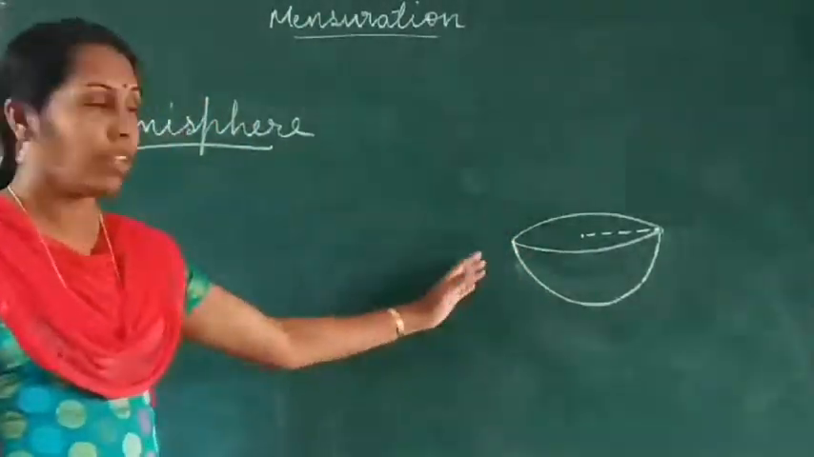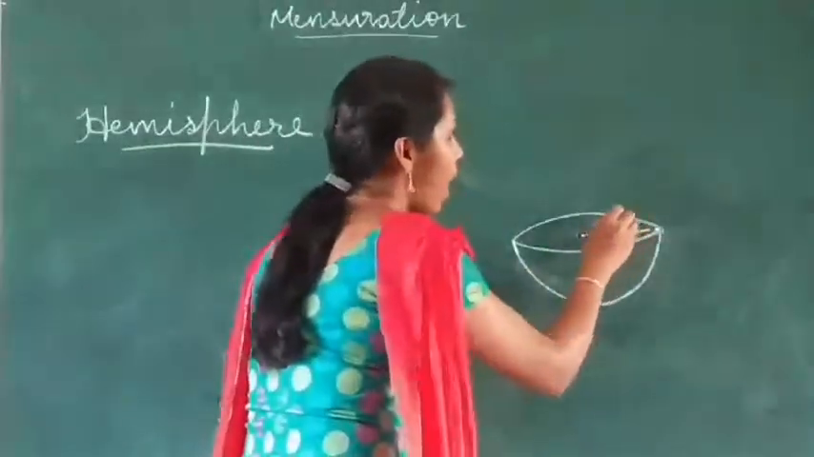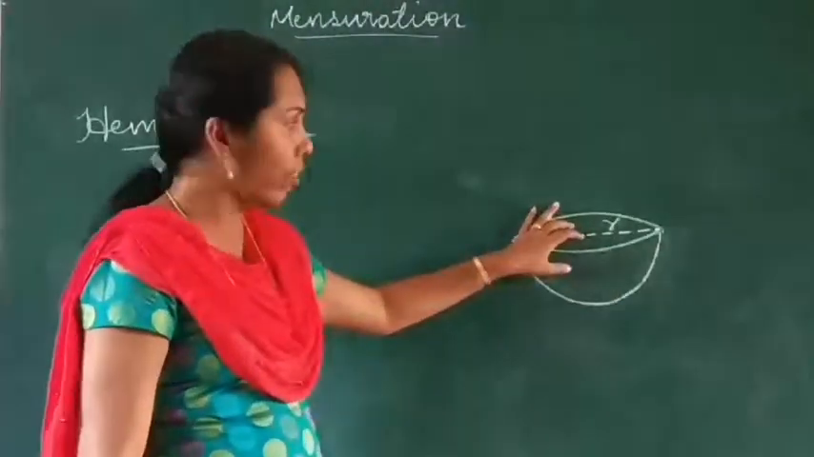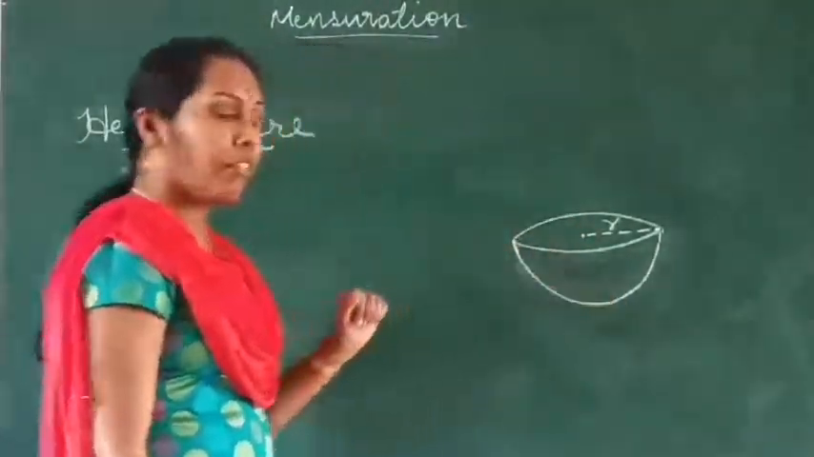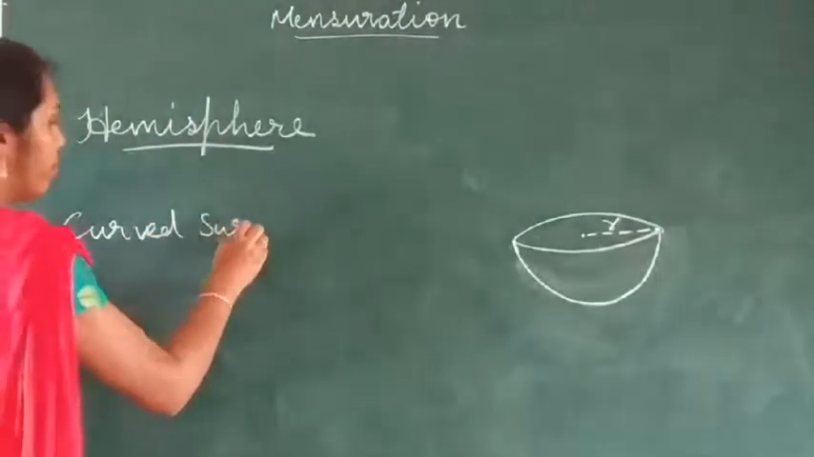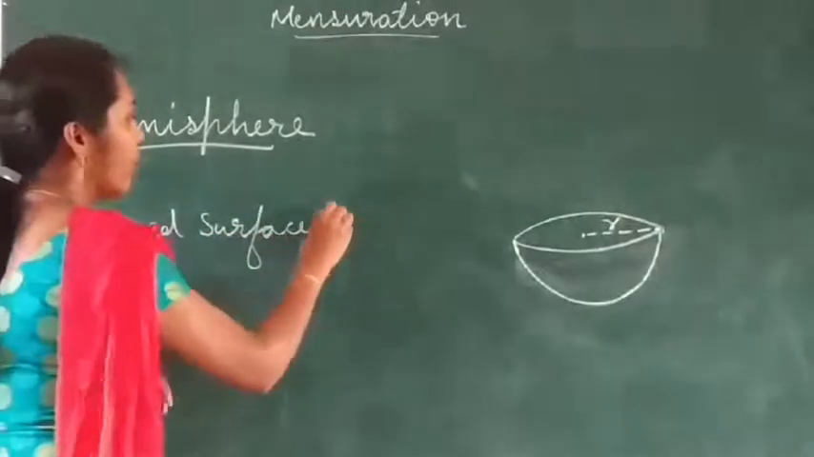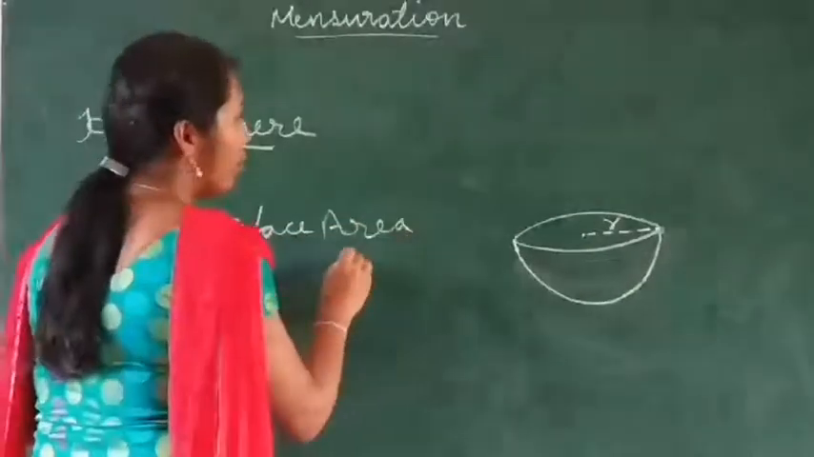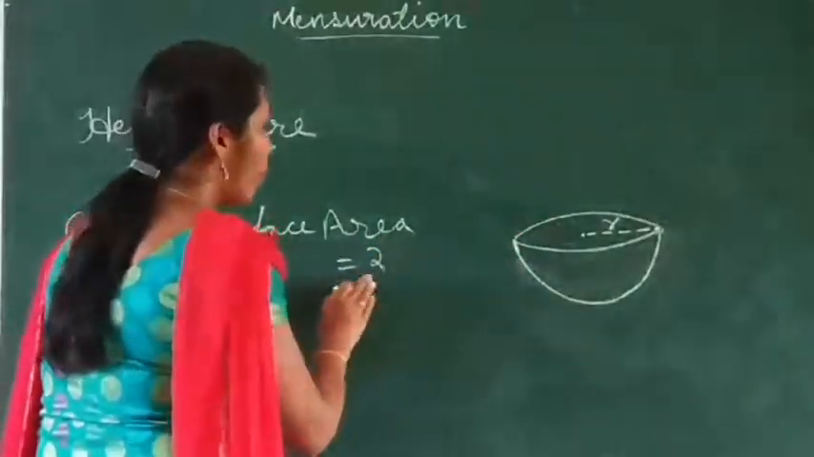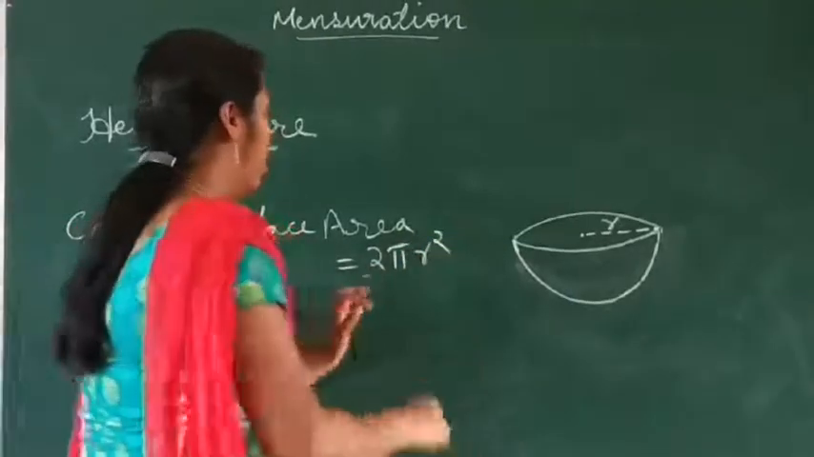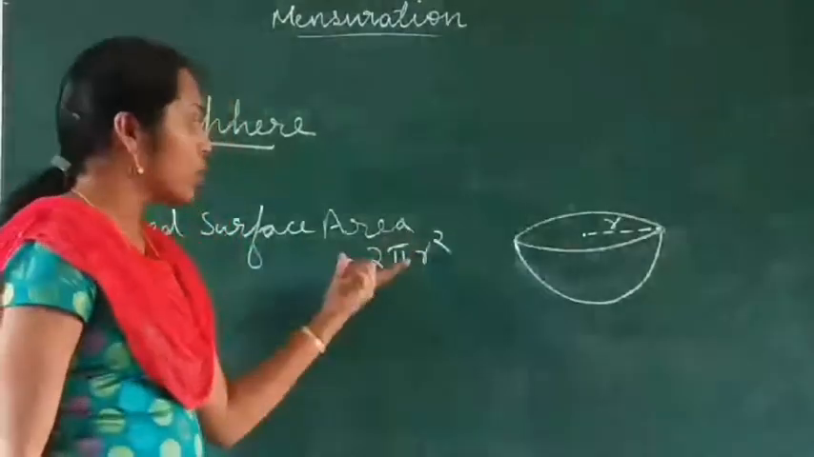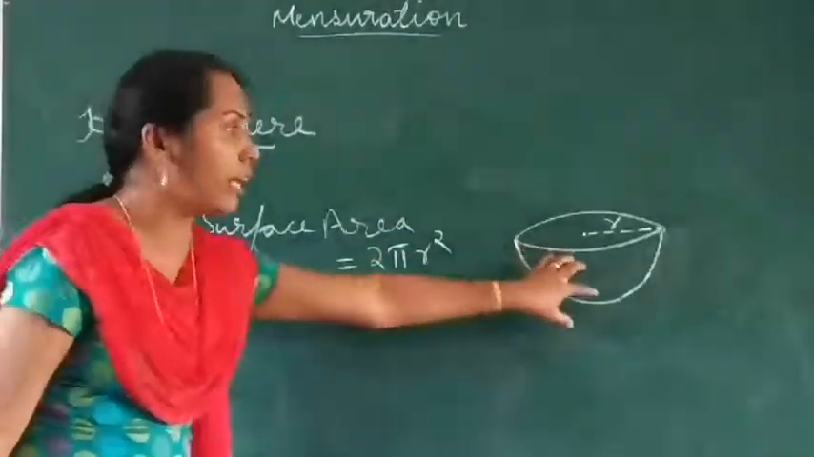When we divide a sphere into two equal parts through its center, each part is known as a hemisphere. So it is a hemisphere with radius r. This hemisphere has two surfaces, one curved surface and a plain circular surface. So the curved surface area of this hemisphere is equal to half of the surface area of the sphere, that is 2 pi r square, because the surface area of the total sphere is 4 pi r square, so half of that is 2 pi r square, that is the curved surface area.